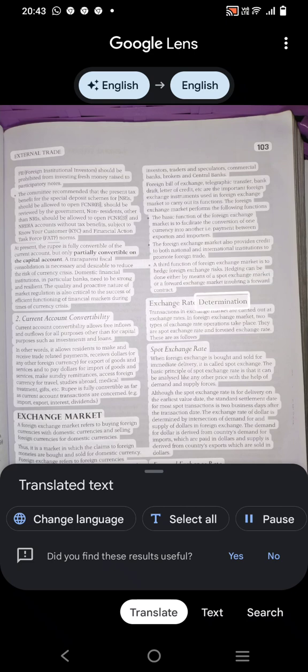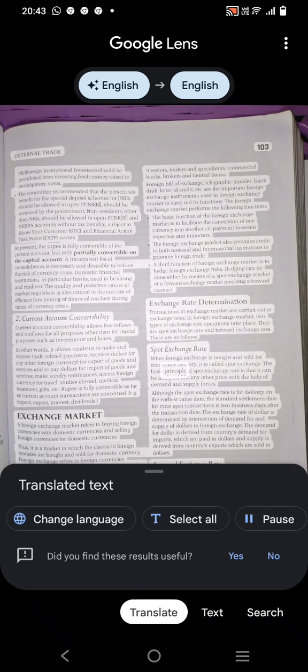Exchange rate determination. Transactions in the exchange market are carried out at exchange rates. In the foreign exchange market, two types of exchange rate operations take place. They are the spot exchange rate and the forward exchange rate. These are as follows. Spot exchange rate: when foreign exchange is bought and sold for immediate delivery, it is called spot exchange.